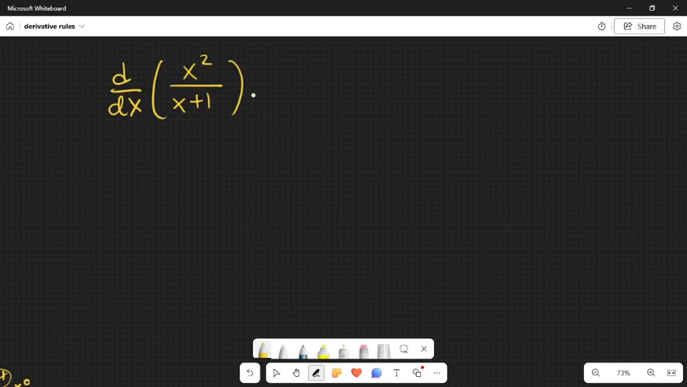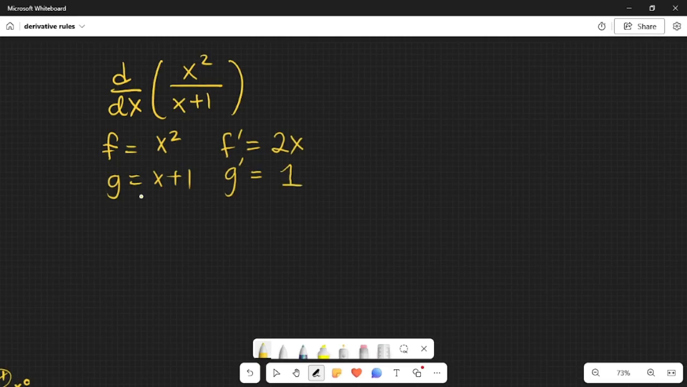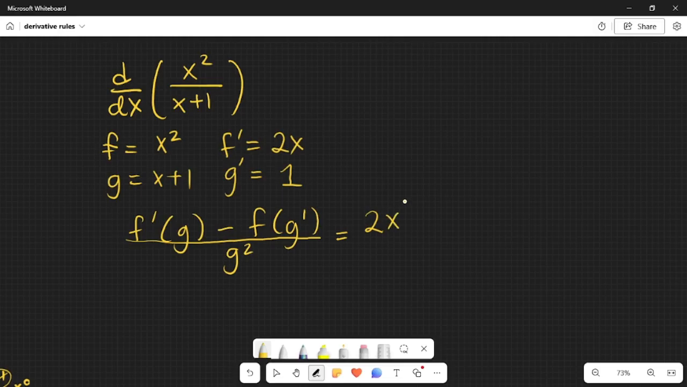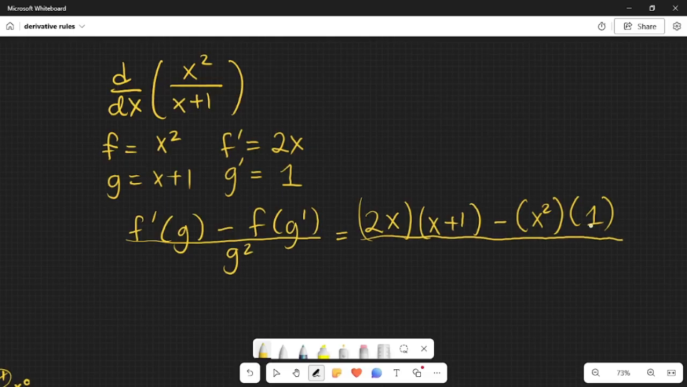Another example for the quotient rule is this one. How do you find the derivative of x squared over x plus 1 using the quotient rule? Our f is the numerator, which is x squared. Our g is the denominator, which is x plus 1. The derivatives are 2x and 1. We put it in the formula again once more. The derivative of f, which is 2x, multiplied by g, which is x plus 1, minus f, which is x squared, multiplied by the derivative of g, which is 1, over g squared, which is x plus 1 squared.